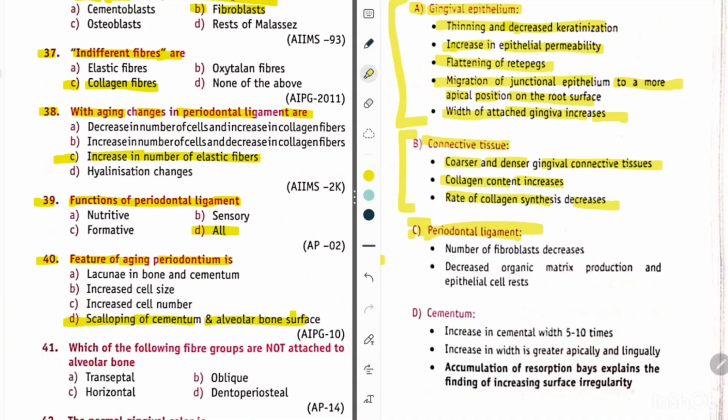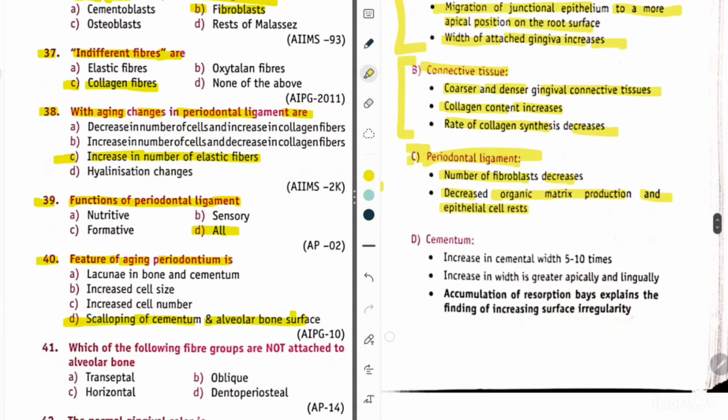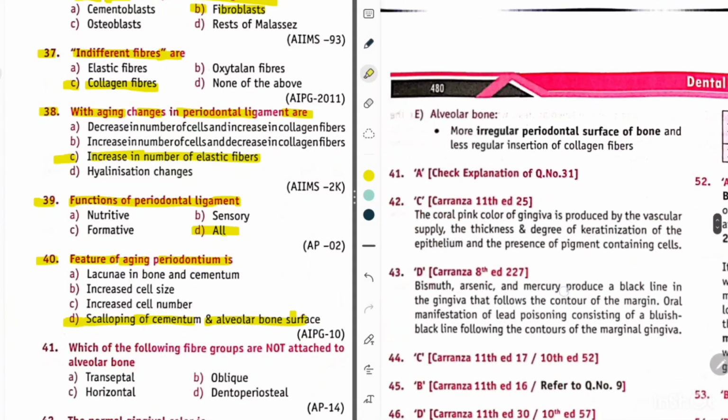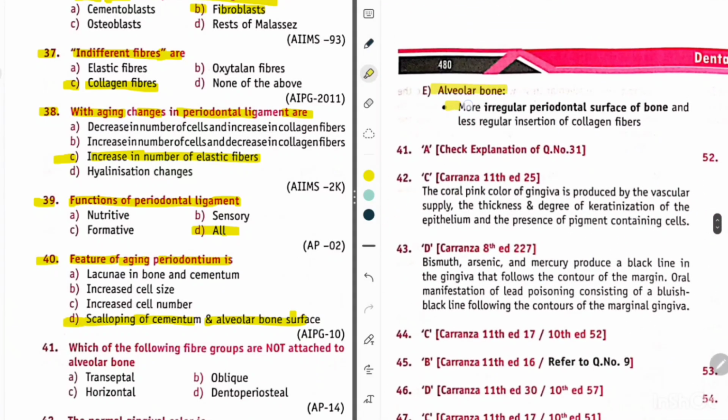Now on the periodontal ligament, the age changes are: number of fibroblasts decreases, decreased organic matrix production, and epithelial cell rests. On cementum, there is increase in cemental width, 5 to 10 times. Increase in width is greater apically and lingually. Accumulation of resorption bays explains the finding of increasing surface irregularity. On alveolar bone, more irregular periodontal surface of bone and less regular insertion of collagen fibers.